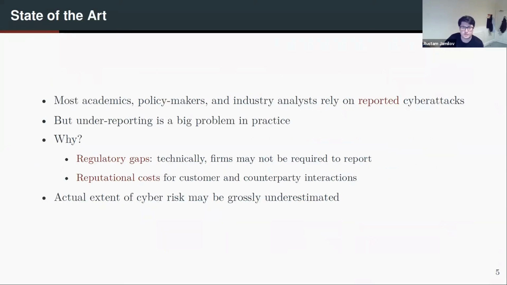So what is the state of the art in terms of measurement? This paper is about measurement, and the majority of people in industry and academia rely on reported cyber attacks. Of course, there are huge measurement problems with this approach, because there is no incentive to report being cyber attacked in a fully transparent, truthful way, because there are huge reputational costs for counterpart interactions and for your customer base. You don't want your customers to know that you don't back up your files, or you lose completely the trust of the companies that you're dealing with. So the actual extent of the size of this risk factor could potentially be grossly underestimated.